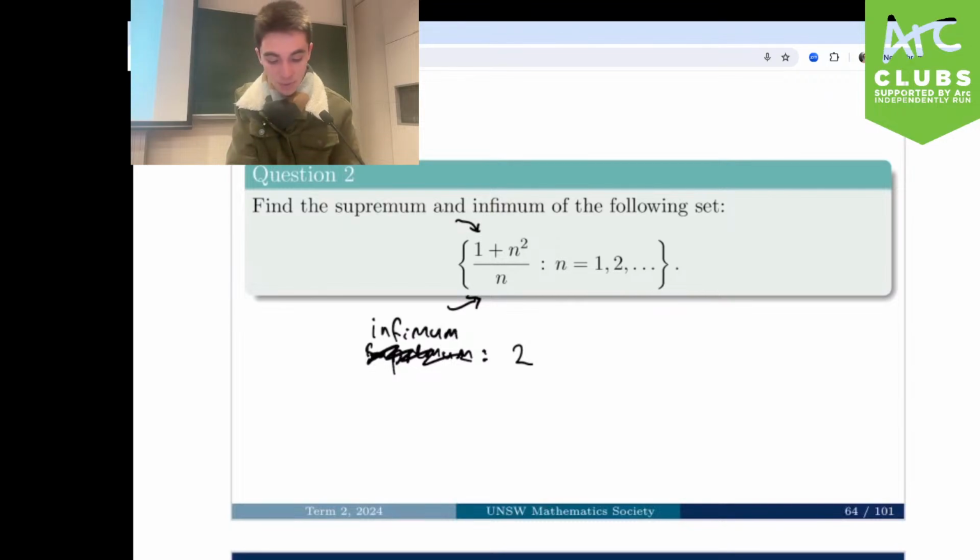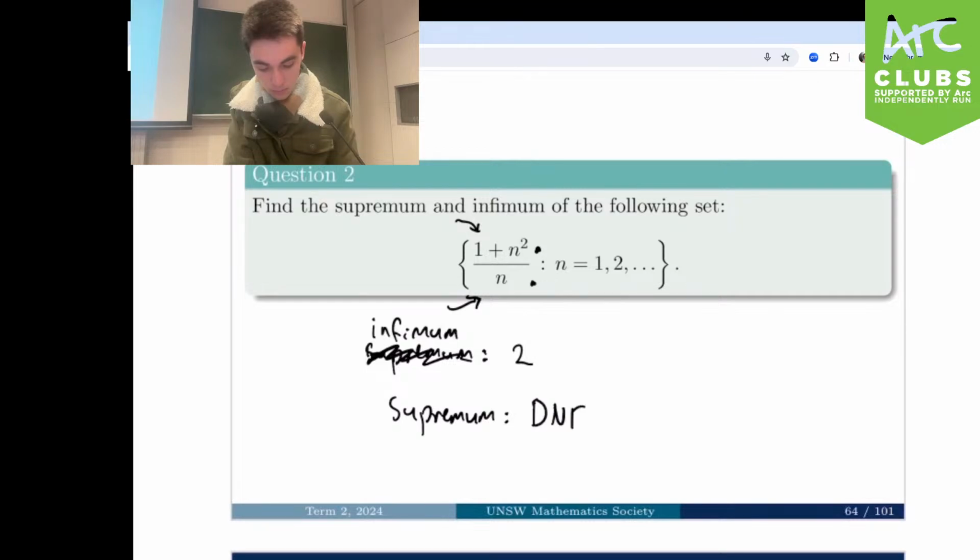Okay, and as for the supremum, one thing we can notice is that because it's a quadratic term at the top and a linear term at the bottom, it's actually going to diverge. It's going to go to infinity, so it's not bounded above. Because of that, it doesn't have a supremum. The supremum does not exist, and that's our solution.